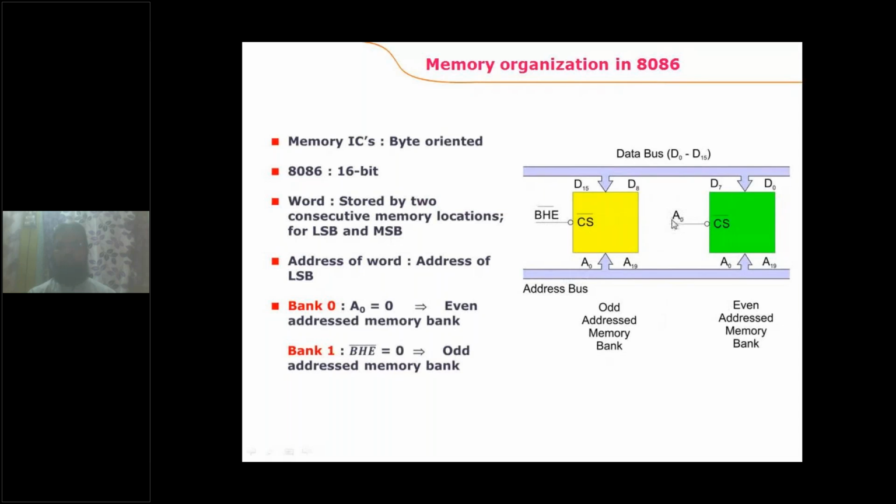The decoder which generates the decoded signal with the additional input of A0 acts as a chip select signal for the even bank, and the decoder which generates the decoded output signal associated with BHE bar acts as a chip select signal for the odd bank. We have seen a few examples in our regular classes also, so you can see all these things in those examples.